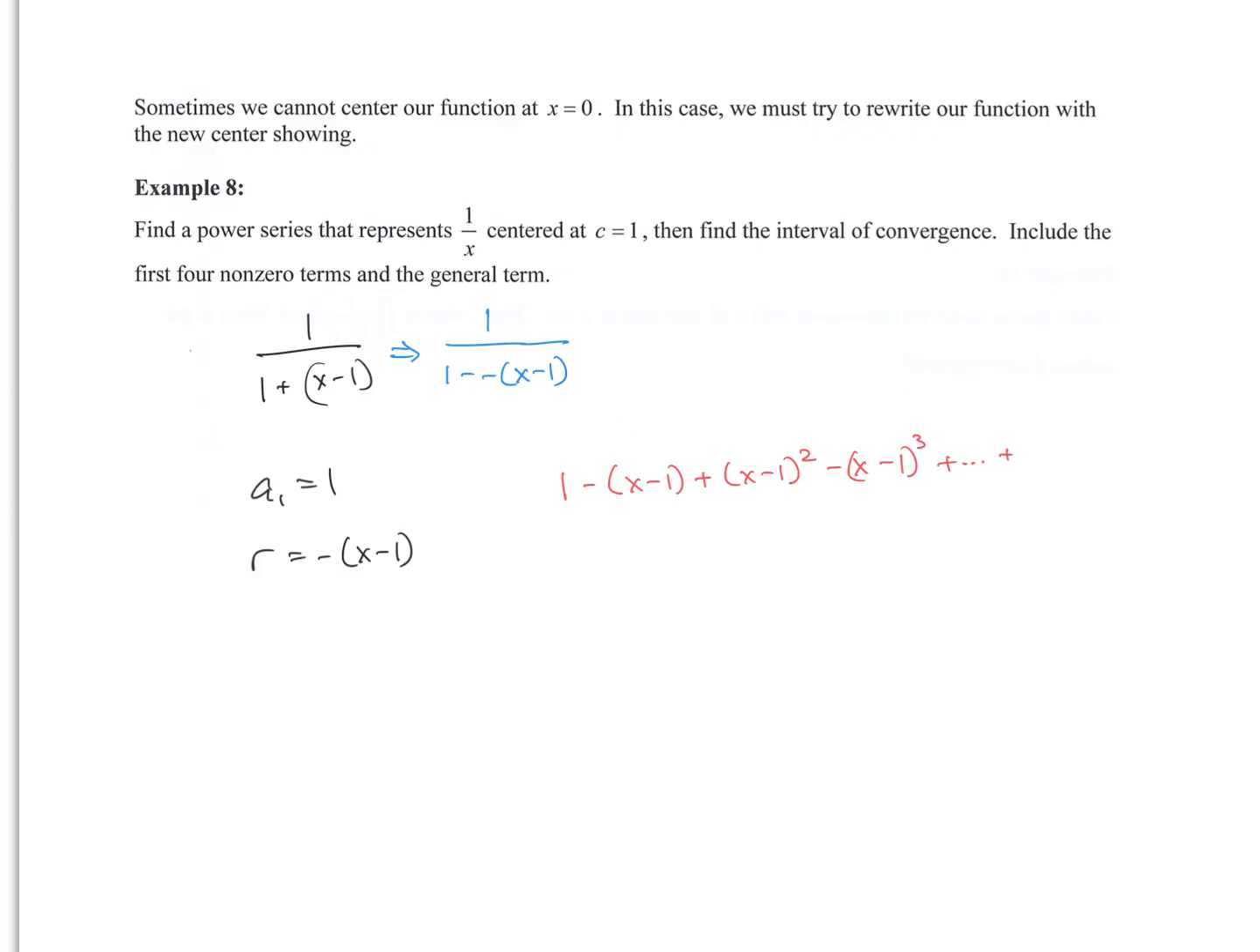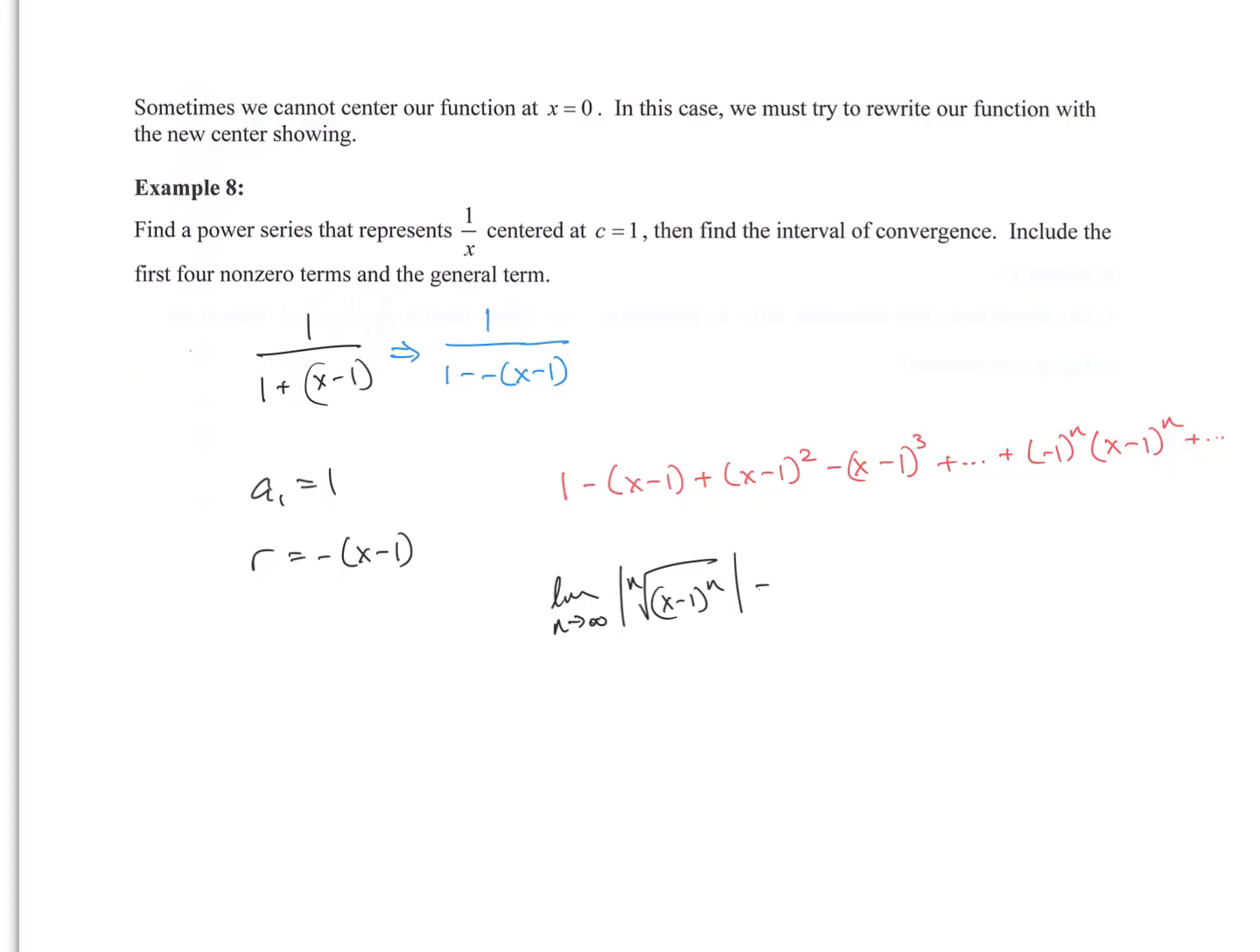And so now we'd have what? Negative 1 to the power of n, and then I'd have x minus 1 to the power of n, and then plus dot, dot, dot. All right, and so now let's do our interval of convergence. I'm personally going to use root test, and so now I have what? The limit as n approaches infinity of the nth root of x minus 1 to the n.